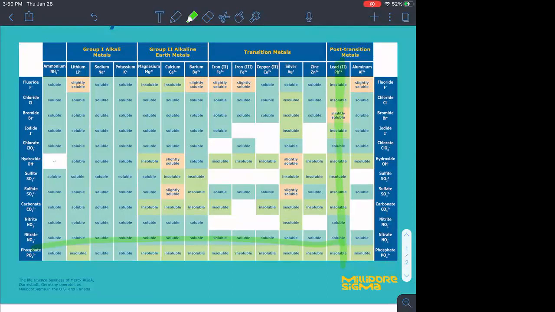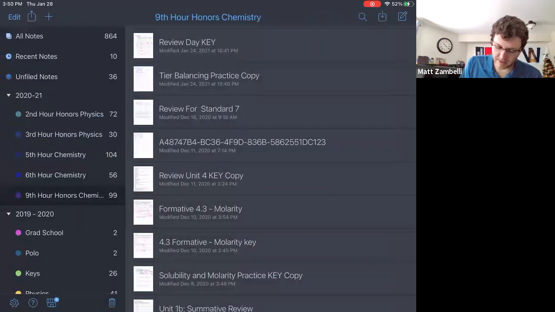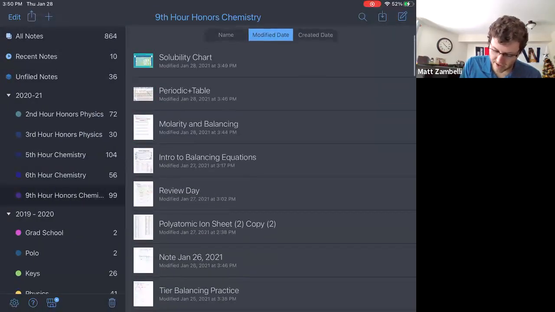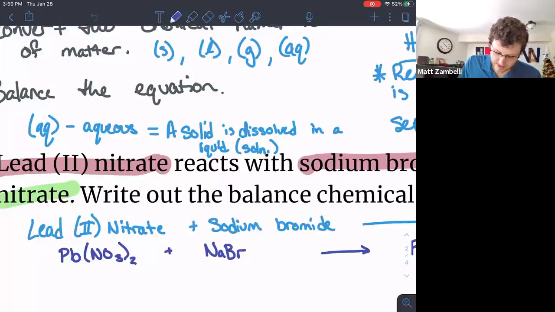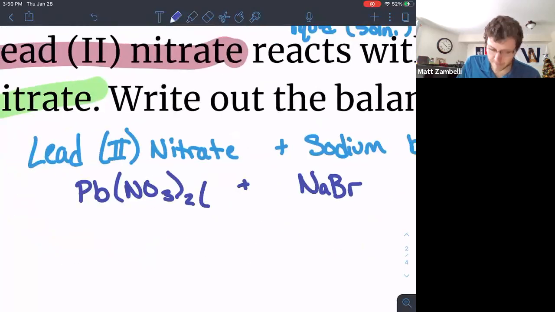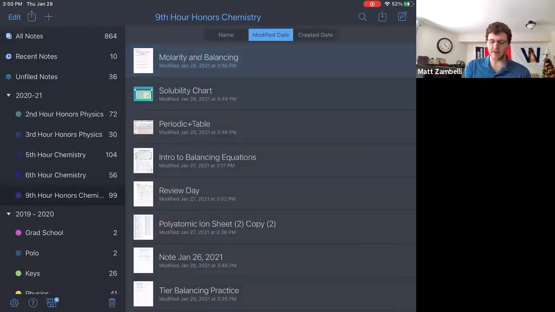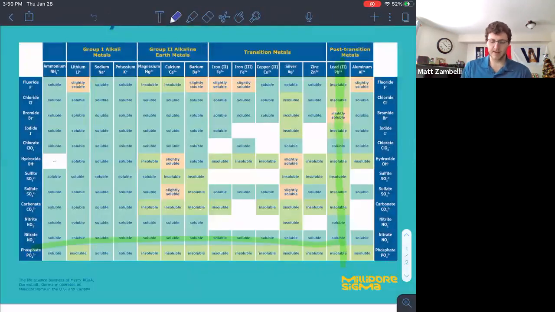It dissolves in the liquid. Perfect. It's dissolved in a liquid, which means we can consider that an aqueous solution. So we're going to put right next to it, next to the subscript, AQ for aqueous. We're going to do the same thing with sodium bromide.